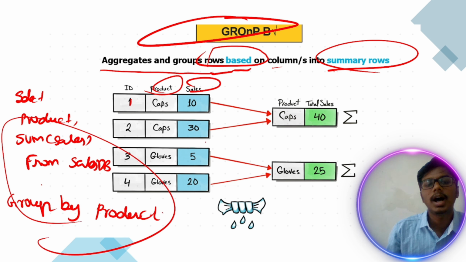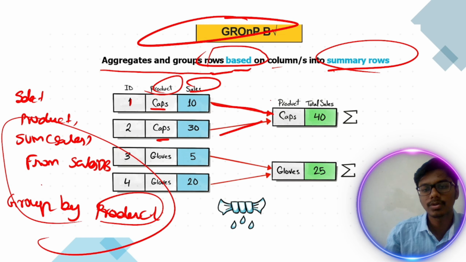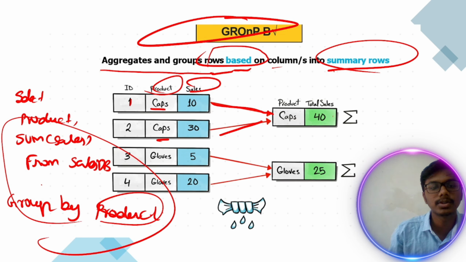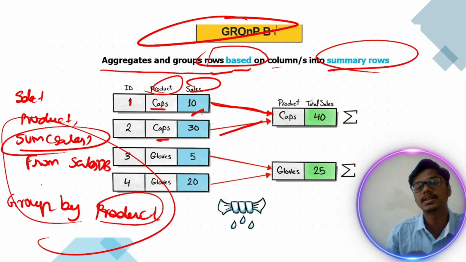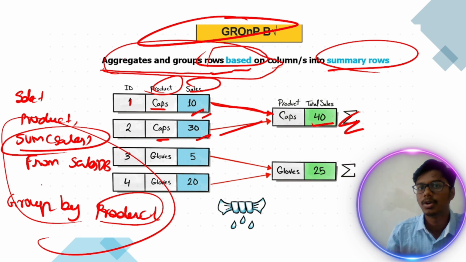This is the query, and now the query goes into the database and checks that we are going to group by the product, right? There are two products and we are going to group by them. Group by means we are doing row-based aggregation. The user asks for the sum of the sales. For the first product, caps, ID number 1 sells 10, and the second ID sells 30. So the sum of the sales is 40. We are going to aggregate and group, row based on columns, right? That's all about GROUP BY.